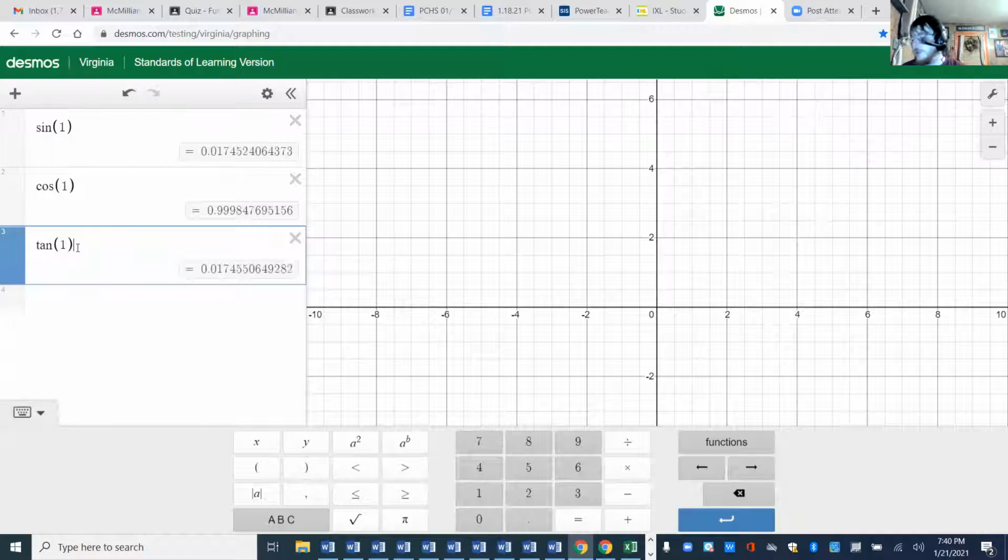You can try number 4 on your own with the sine of 59, cosine of 59, and tangent of 59. And I'll be back with those values in just a minute.